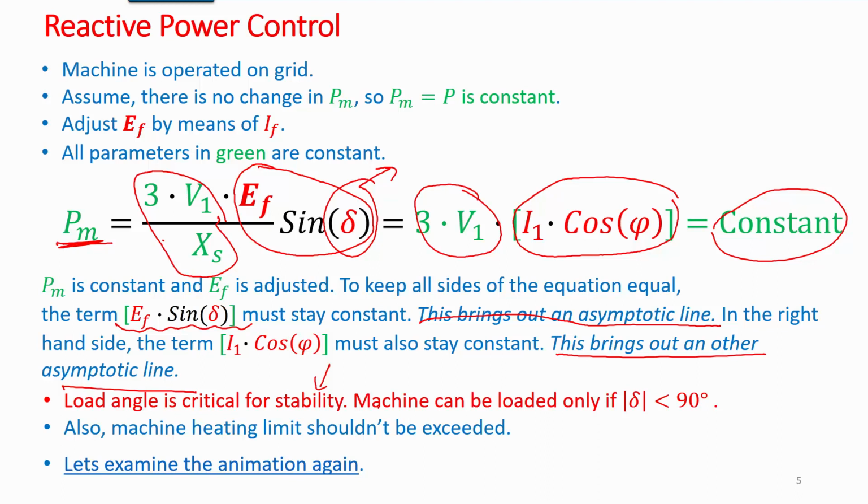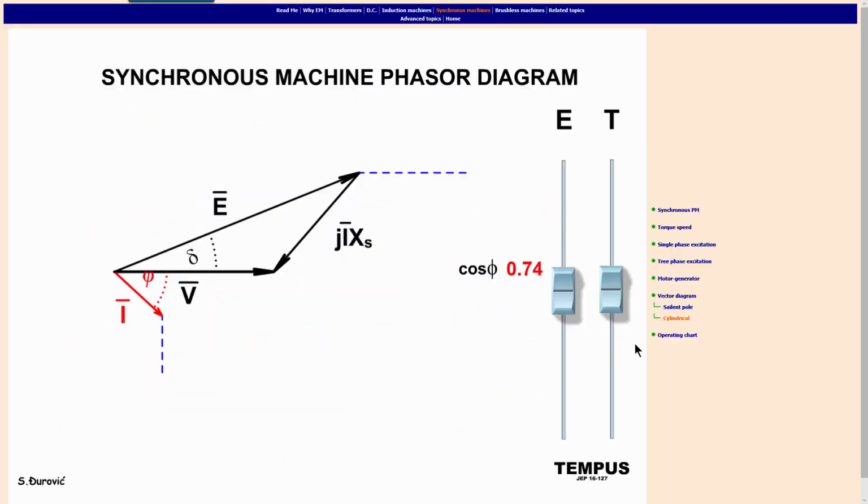Also, during this adjustment, machine heating limits shouldn't be exceeded. Let's examine the animation. In this case, applied mechanical power is kept constant, so applied torque must be kept constant. I will make no adjustment on torque, and then I will adjust only EF by means of field current. That is EF, something written different here in this Tempus project, but in our course E means EF, field EMF.